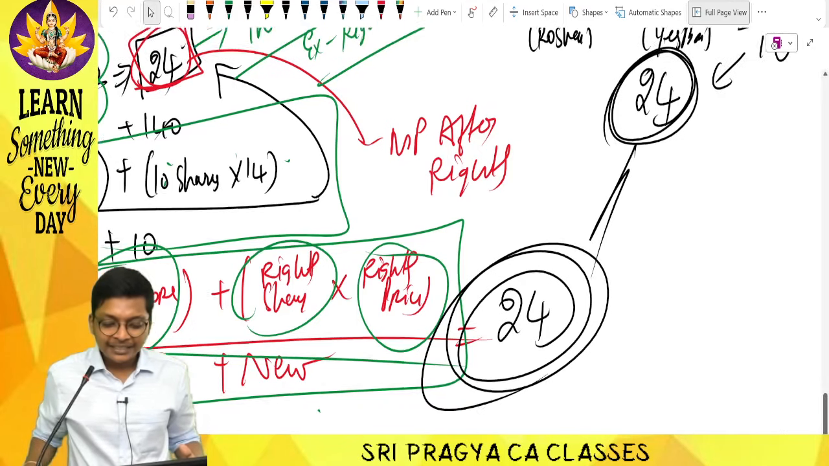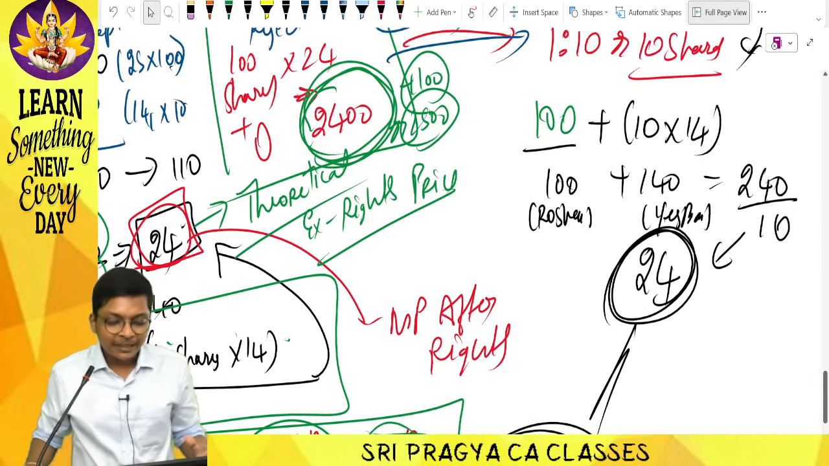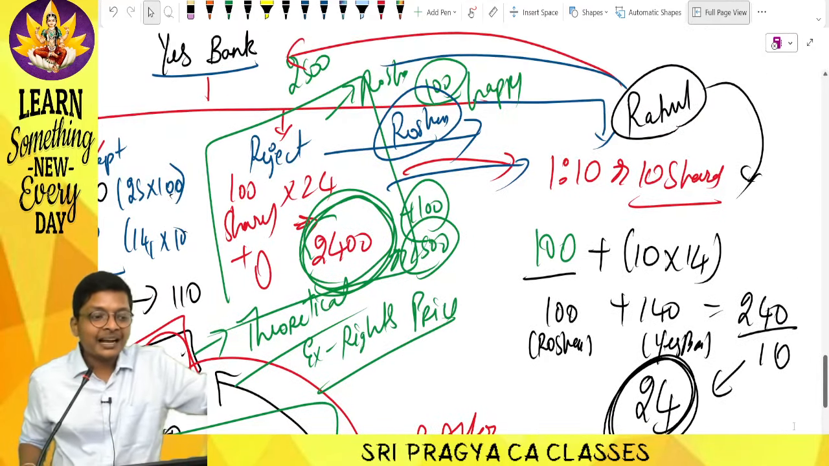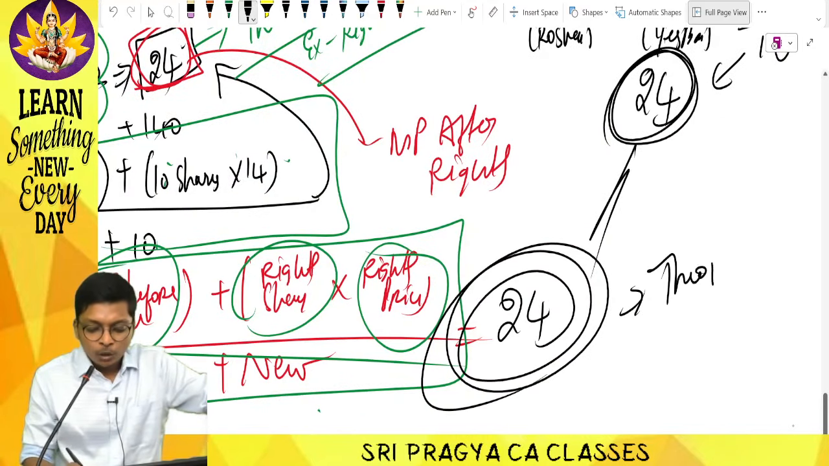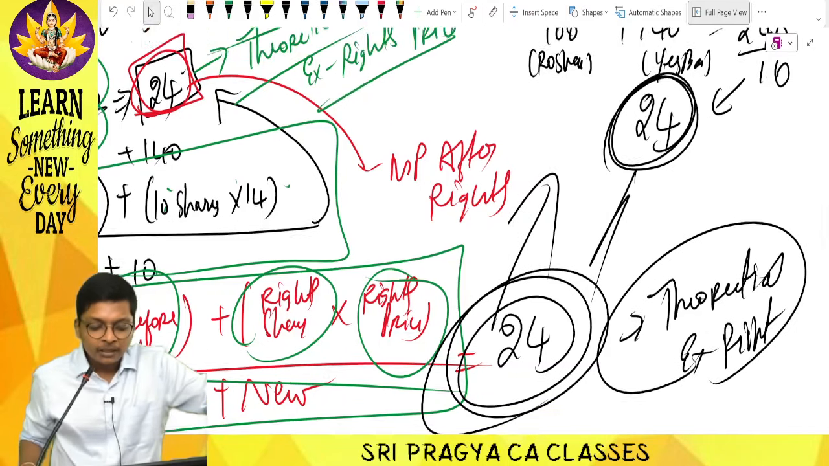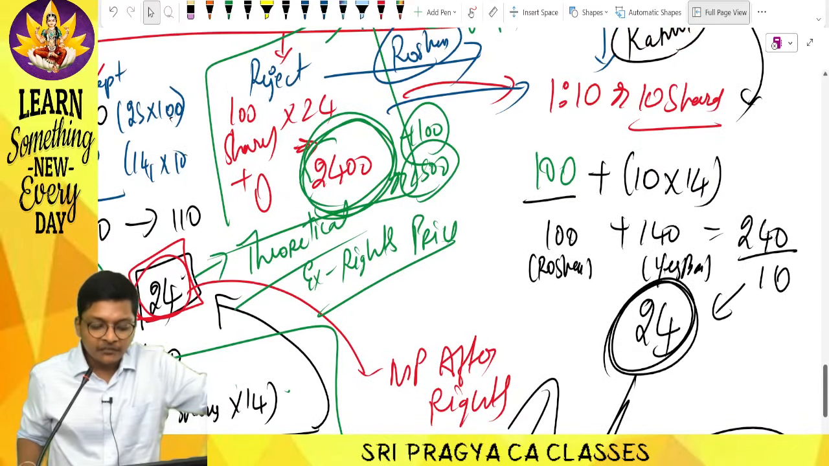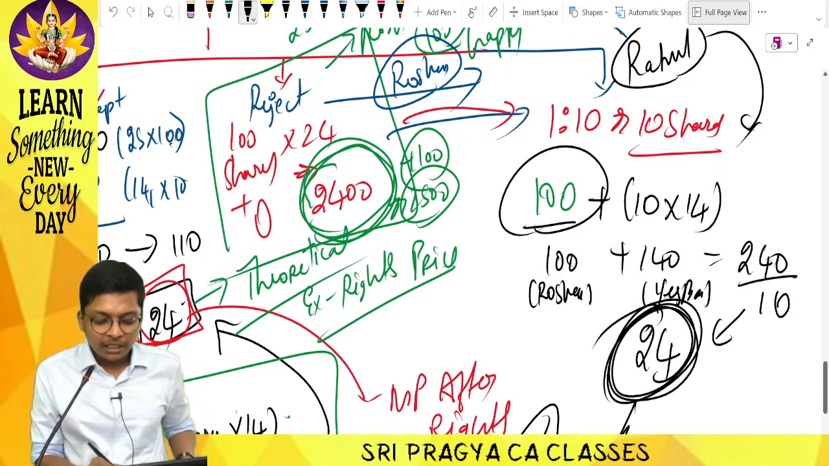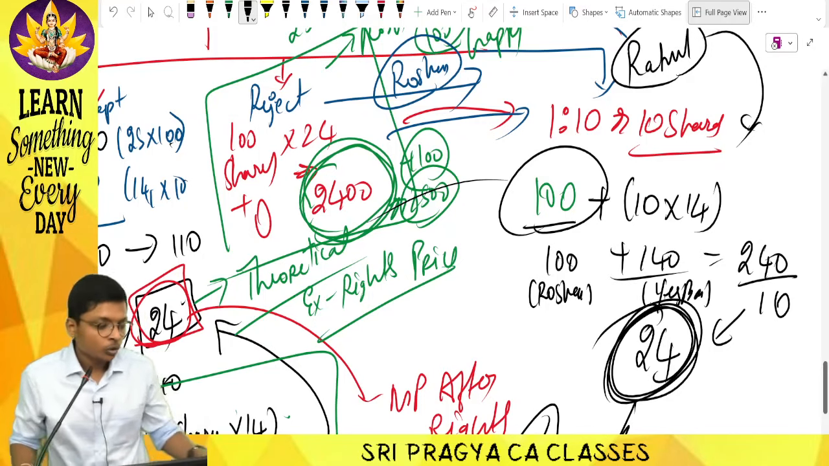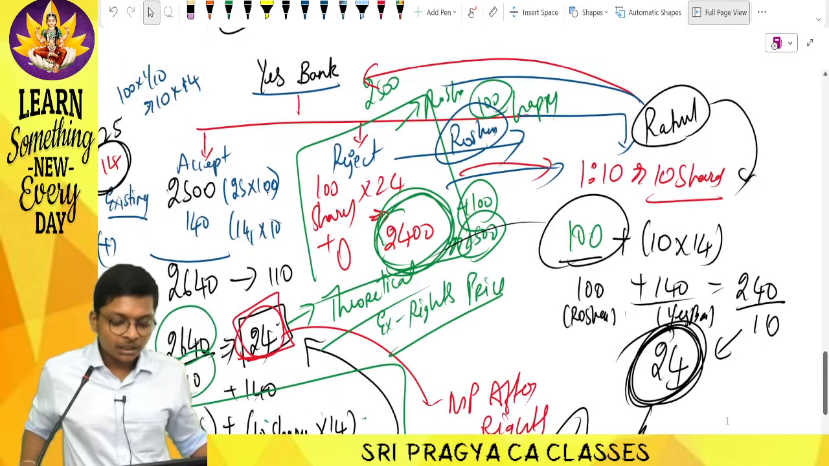Then why is he buying like this, sir? Why can't Rahul just buy it in the open market? He can't buy it in the open market because 24, like I explained, was the theoretical ex-rights price. Actually, what if it's higher? This way Rahul is protecting himself by locking the price at 24, but he's paying partially 100 to Roshan and 140 to the company. This is the concept of rights issue.